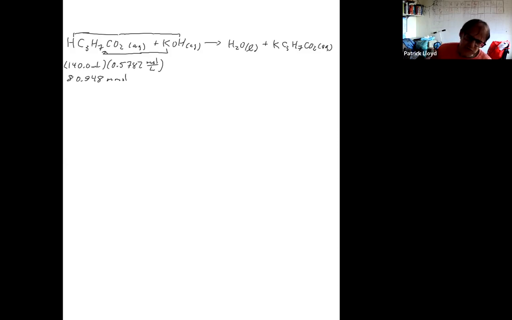Now the KOH is a little different. For the KOH, they only give us the molarity. They only tell us that it's 0.1698 moles per liter. They don't tell us what the volume of that solution is. So how do we find that volume? Well, let's use logic. This is at the equivalence point.